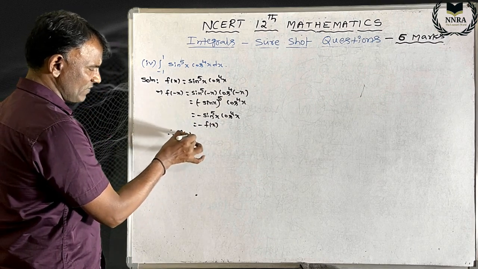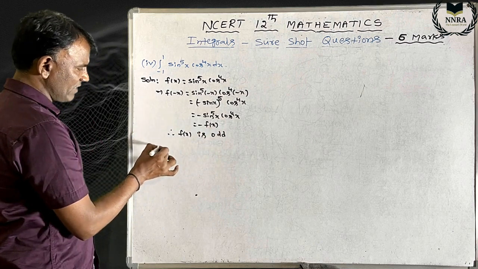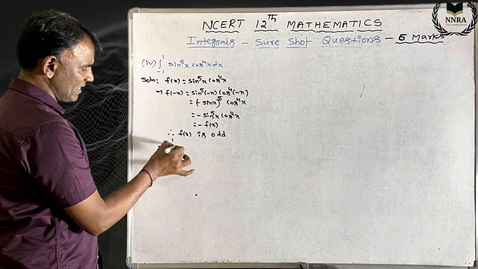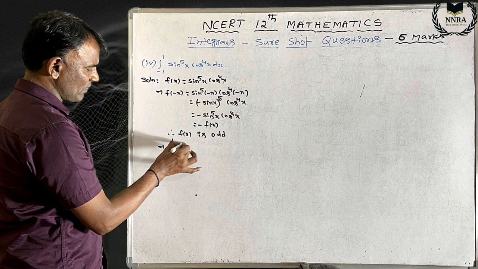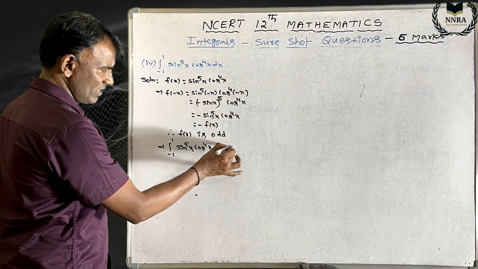Therefore f of x is, what is that? Odd function. If it is odd, then what is the value? So the given integral value is equal to how much? 0. Equal to 0.